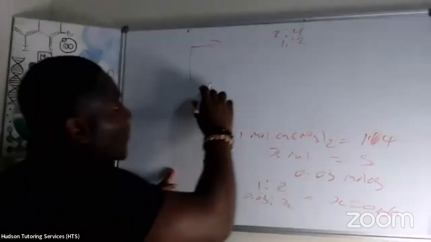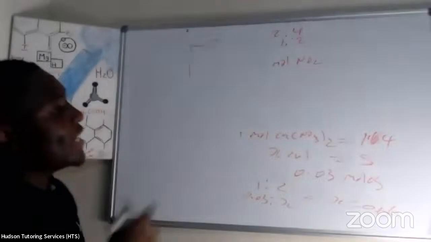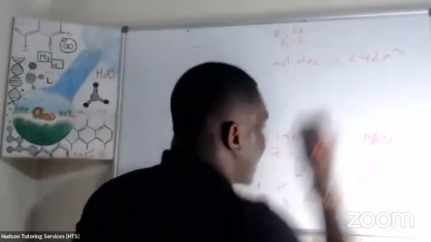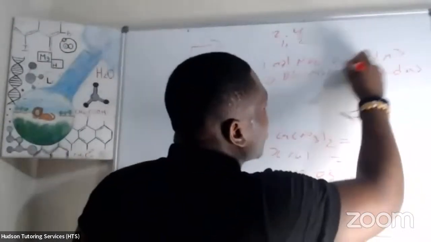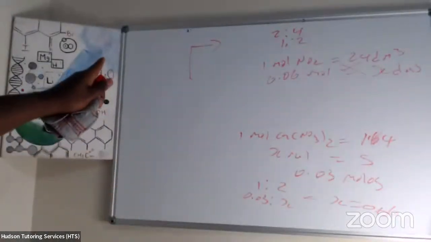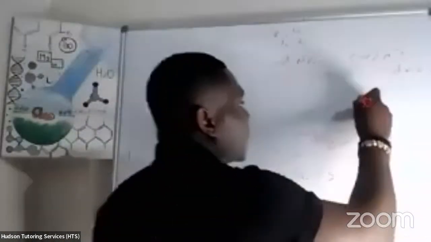What's the volume? Let's look at it. It's at RTP. We know that 1 mole of any substance at RTP, in this case NO2, is equal to 24 dm cubed. Therefore, 0.06 moles is equal to X dm cubed. Cross multiply. Yes, you can do that here. So 0.06 times 24. Plug that in a calculator for me. What do we have? 1.44. That's what we have. 1.44 dm cubed. Excellent. 3 marks.